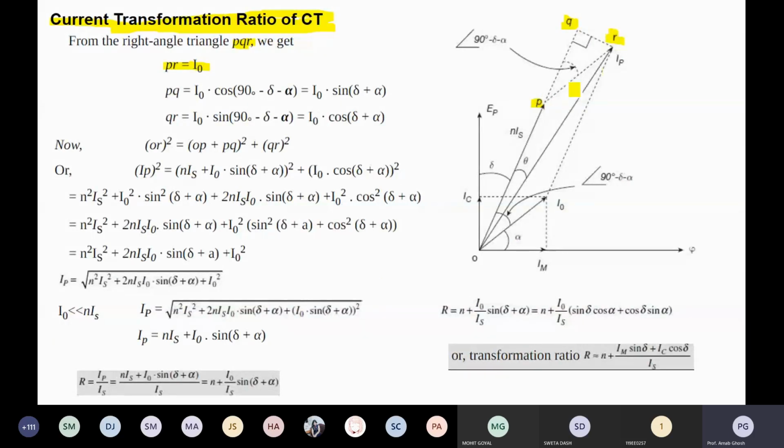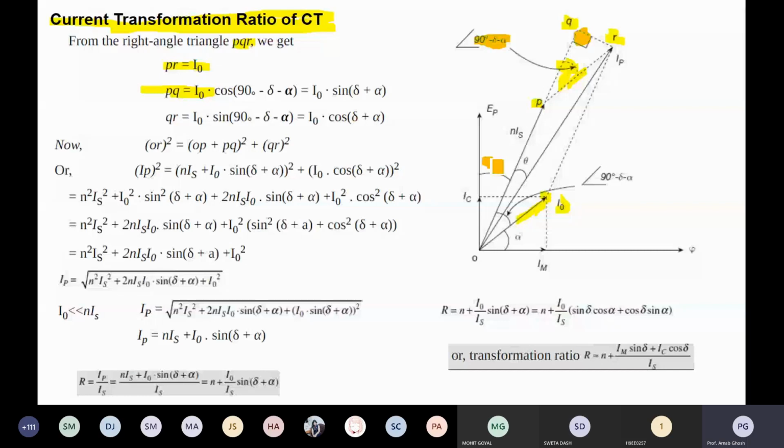So how to get that value of angle? This is your right angle triangle, which is your 90 degree. 90 degree minus delta. So which one is your delta? It is your delta, the angle between EP and NIS. Okay, so that is delta. So delta is here, and next to it is your alpha.